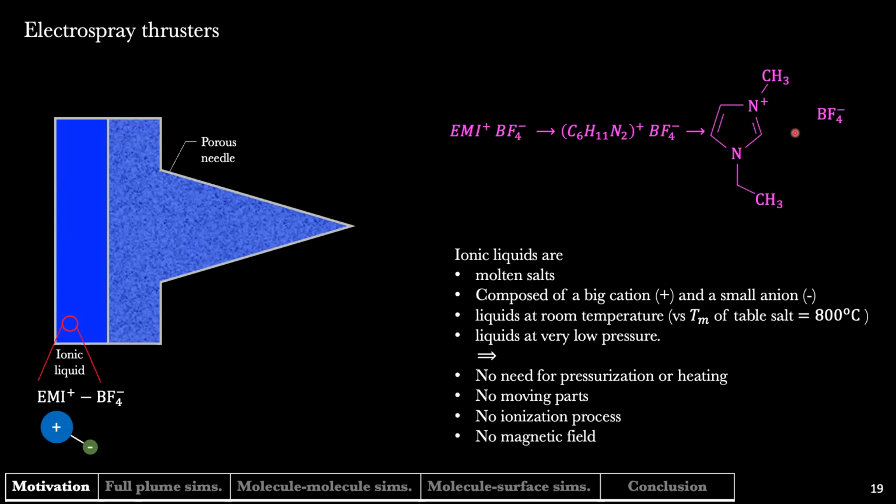this chemical structure. So since the ionic liquid is liquid at room temperature and very low pressure, we don't need any pressurization or heating. And there is also no moving part in this system, and there is no ionization process needed, and there is no magnetic field and no combustion. So this is a very simple system.